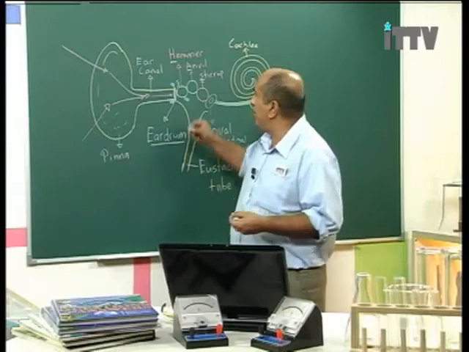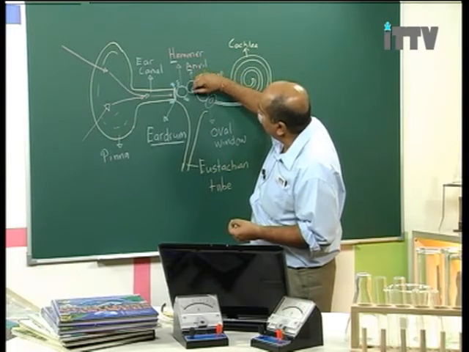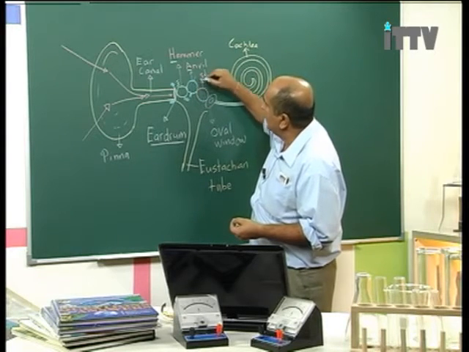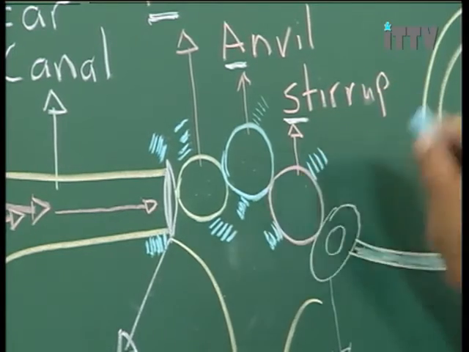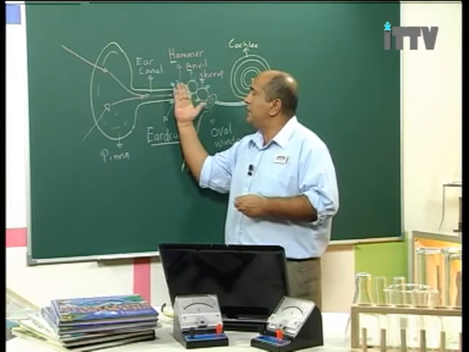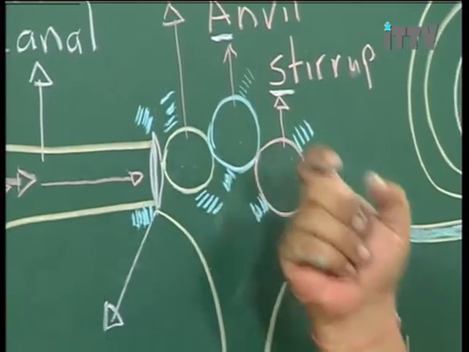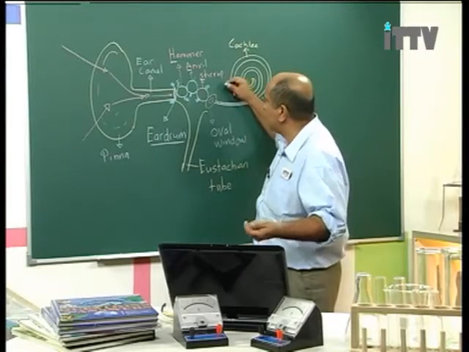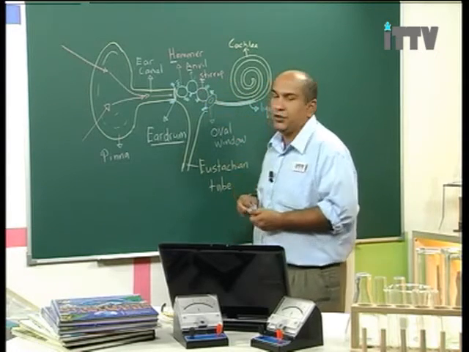When the hammer vibrates, it causes the anvil to vibrate. And as the anvil vibrates, it causes the stirrup to also vibrate. So the vibration over here is passed along and it reaches the oval window. When it reaches the oval window, well, can you imagine what's going to happen? That's right. The oval window starts to vibrate, like so.